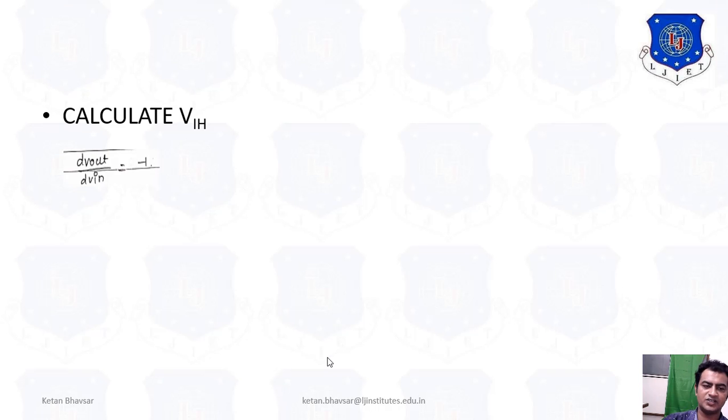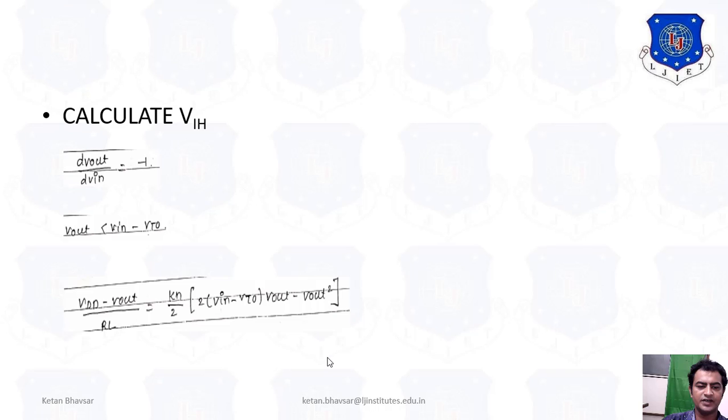So we have a similar situation for the VIH: dV out upon dV in is equal to minus 1, and V out is less than V in minus VTO. So VDD minus V out divided by RL is equal to Kn by 2 into V in minus VTO into V out minus V out square. Now we have an equation; differentiating both sides with respect to V in, finally we get minus 1 upon RL into dV out upon dV in is equal to Kn by 2 into V in minus VTO into dV out upon dV in, minus 2 V out dV out upon dV in.